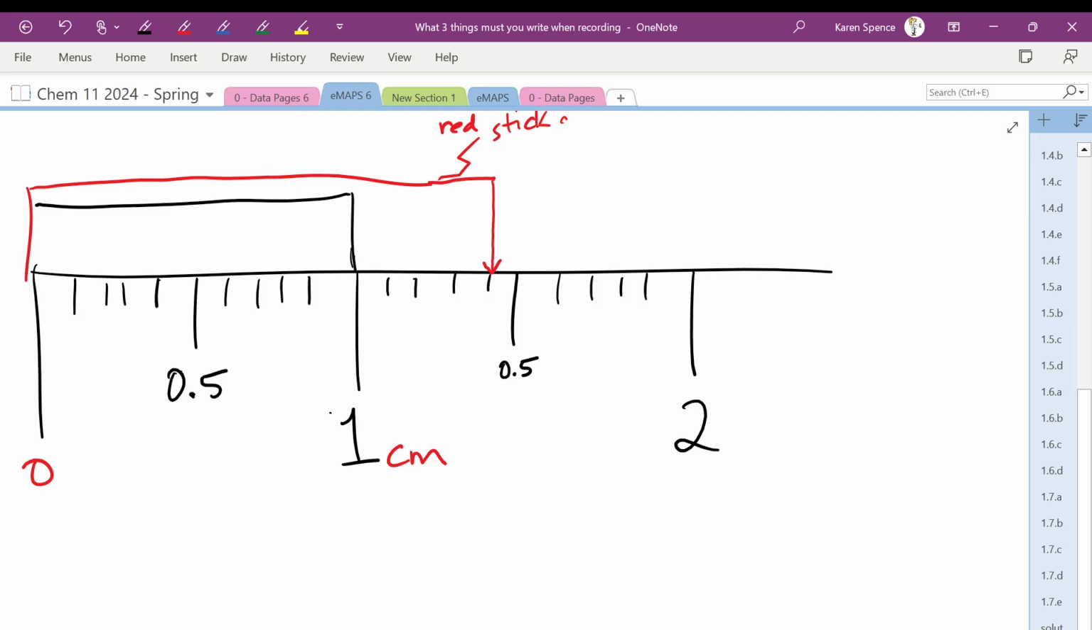Am I measuring, you guys get to put up your hand when you hear the correct one. Am I measuring its volume? Am I measuring its mass? Am I measuring its temperature? Am I measuring its length? See, you guys know, you're just being shy today. So we're going to write down length of red stick equals.